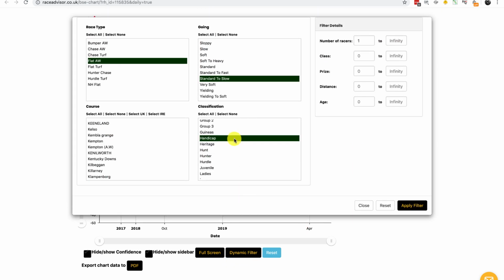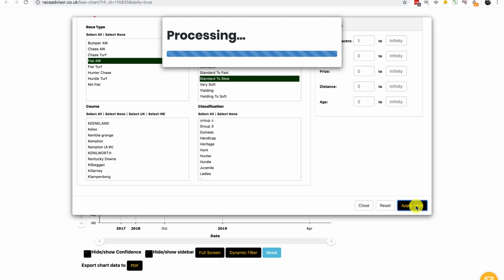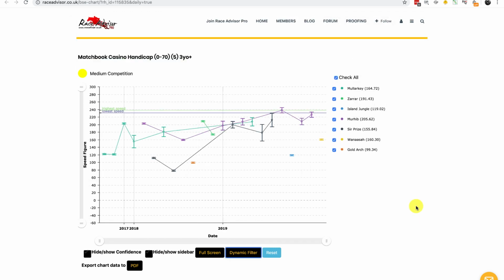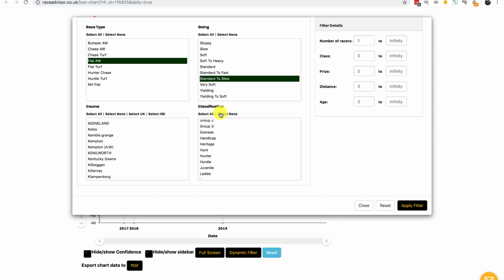Now I'm going to come back and I'm going to remove both handicap and Kempton. We're going to scroll back a bit. We get a bit of a bigger picture. Very similar to when we just had no handicap. Pretty much no change there, so we don't need to spend any time on it.